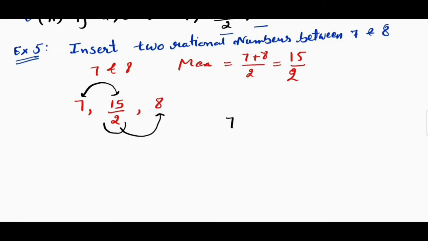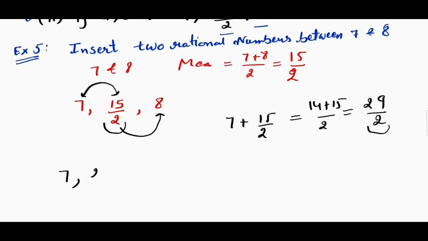This means (7 + 15/2) divided by 2, which is equal to 29/2 divided by 2. So this is between 7 and 15/2. So I will get 7, 29/4 and then 15/2 and 8. So two numbers between 7 and 8 are 29/4 and 15/2.